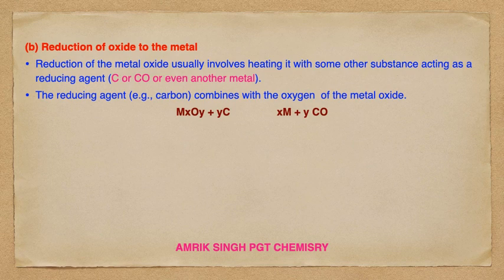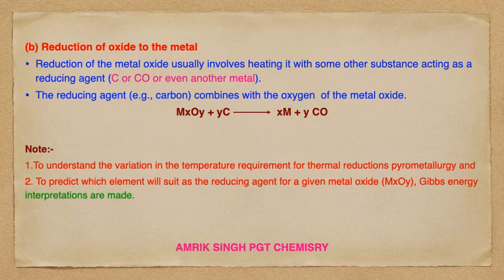The reducing agent carbon combines with the oxygen of the metal oxide as shown in the equation. Metal oxide reacts with carbon, and carbon eliminates oxygen from the metal oxide. Note: to understand the variation in the temperature requirement for thermal reactions, pyrometallurgy, and to predict which element will act as the reducing agent for a particular metal oxide, Gibbs free energy interpretations are made.